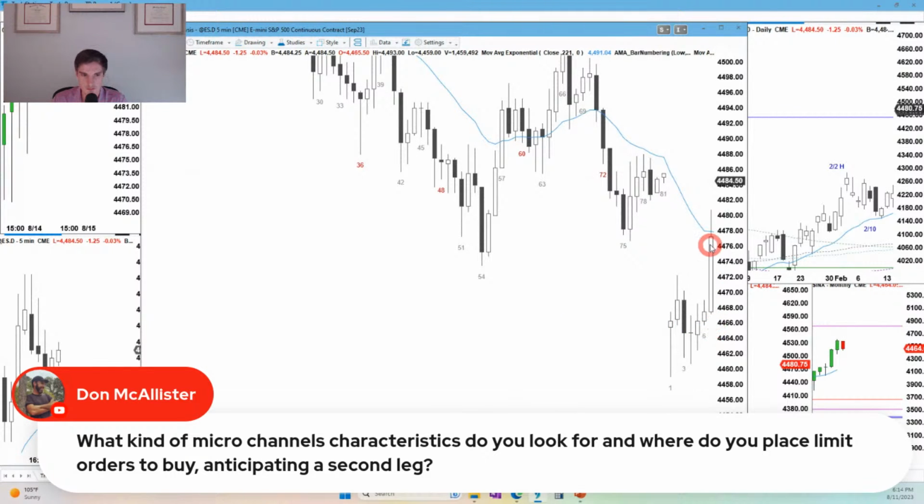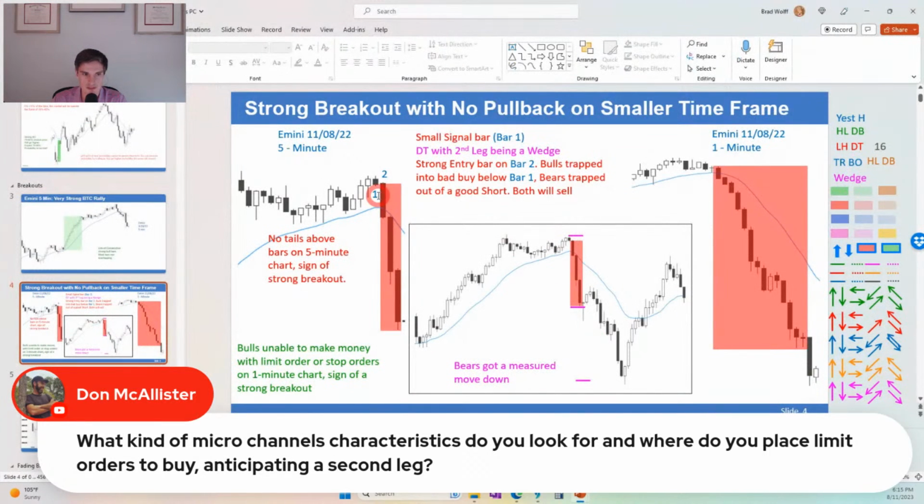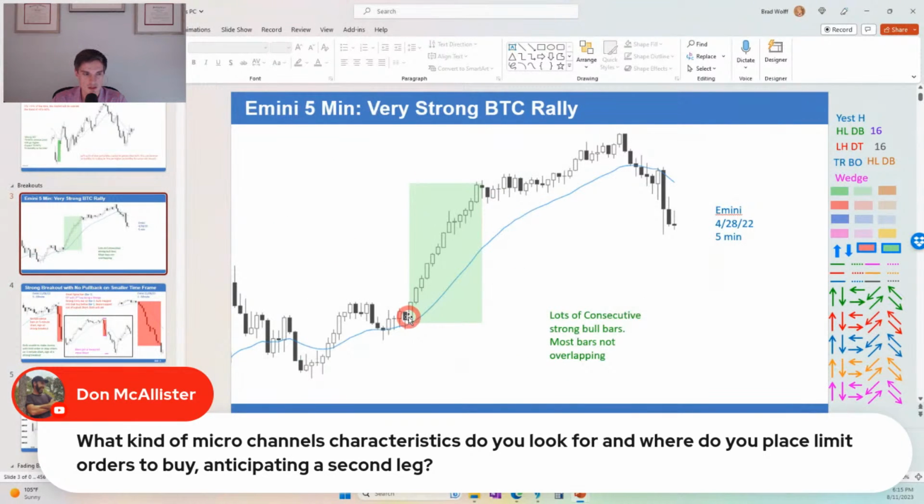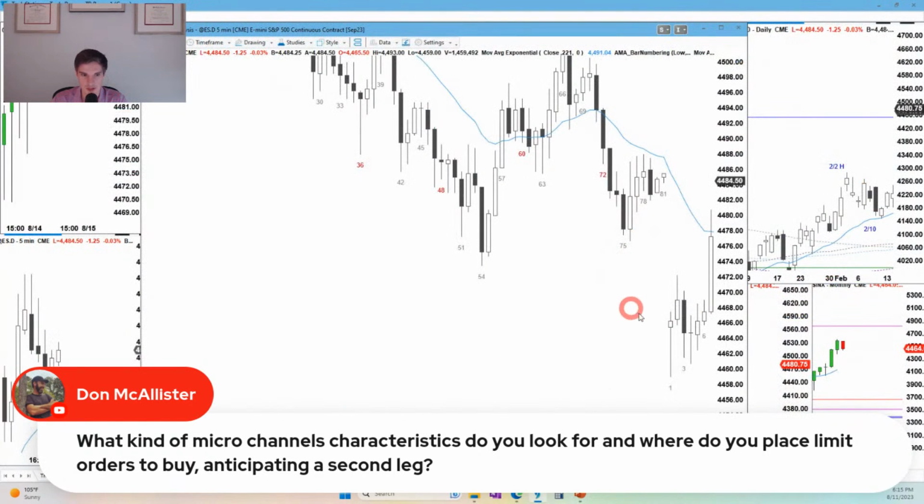So here we have a big bull bar. It's a 3-bar micro channel. And by the way, when I see strong breakouts, I want uniformity to the breakout. Big bar, another big bar. Here, 1 bar, 2 bars, 3 bars, 4 bars, but they all look about the same size. And that's really good for the bulls. And that means probably going to go higher.